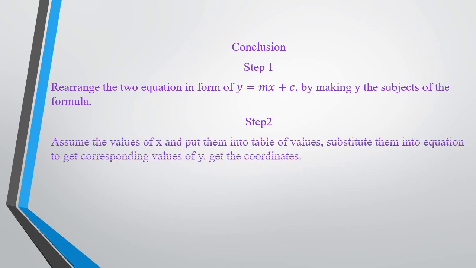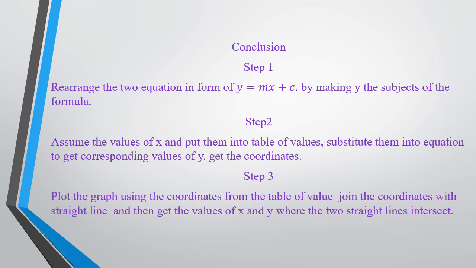Second step, we assume values of x and put them into the table of values, substitute them into the equation to get the corresponding values of y, and then get the coordinates. After you get the coordinates, you plot the graph using the coordinates from the table of values, join the coordinates with a straight line, and then get the values of x and y. The values of x and y are where the two straight lines meet.